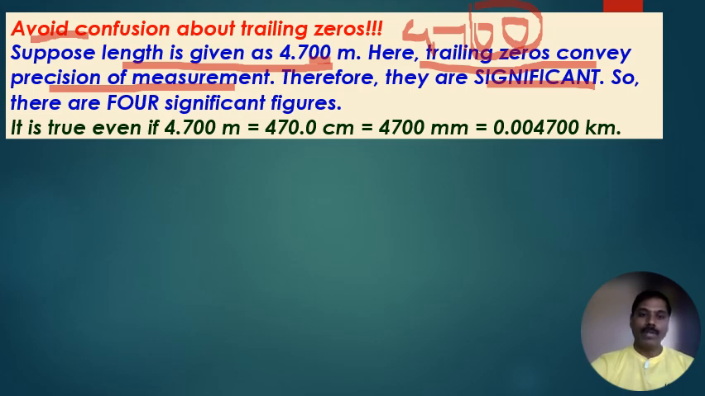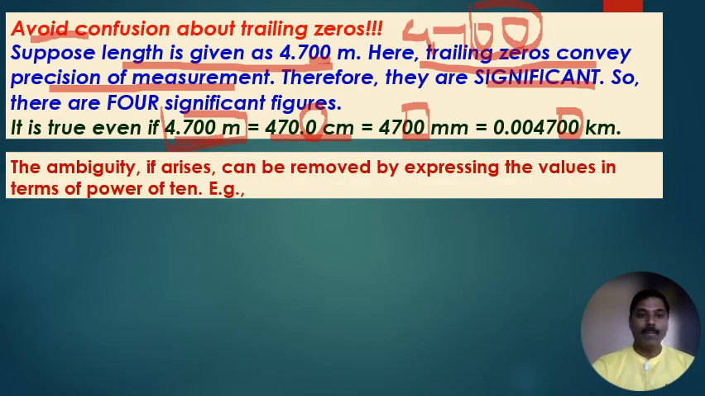And it is true even if 4.700 meter is expressed as 470.0 centimeter. So one should not think that this zero is not having significance. That is also a significant figure. And here these two zeros are significant, and these two zeros are also significant in this case. That means when you change the system of unit, one should not change the total number of significant figures.